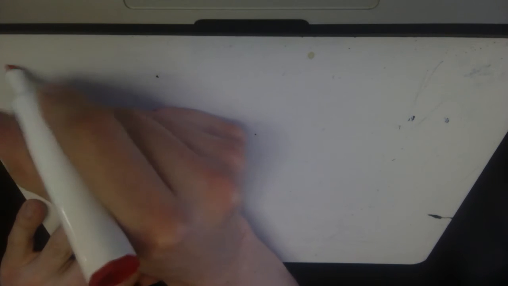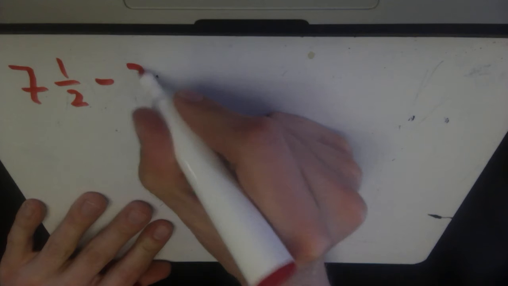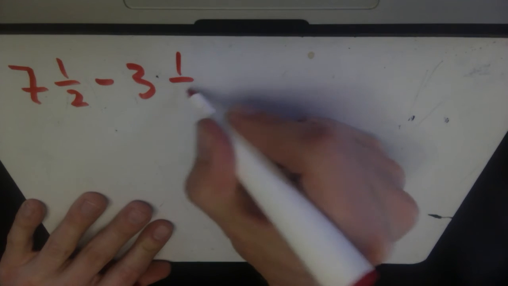Number 2, very similar to number 1. It's just a little bit more difficult because we had to find our common denominator first. So the first one, 2a, has 7 and 1 over 2, subtract 3 wholes and 1 over 4.